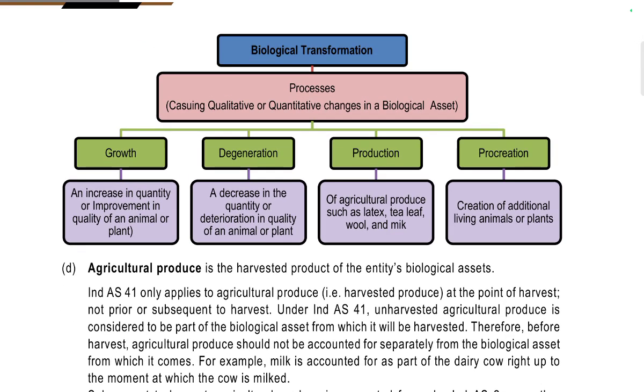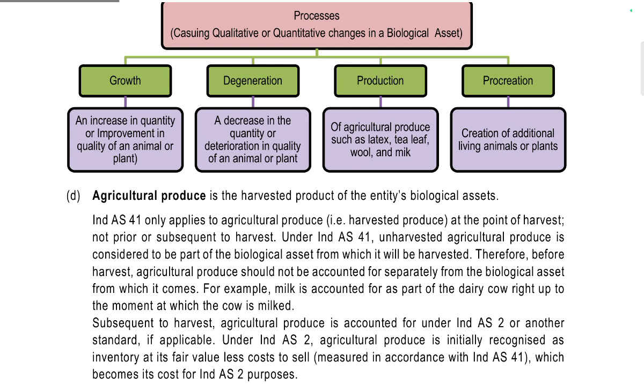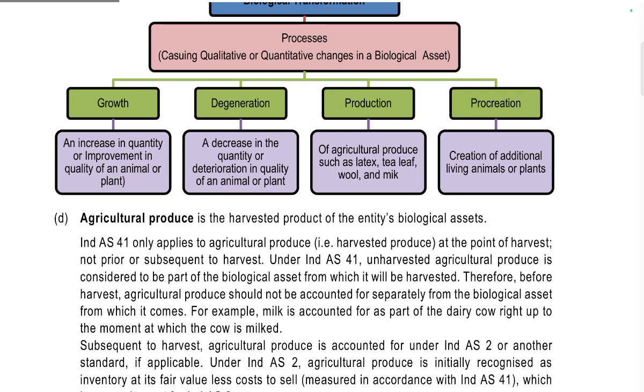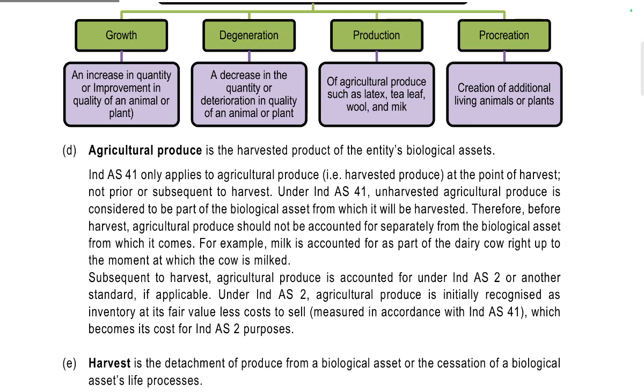Biological transformation is the process of causing quantitative changes in the biological asset. Growth, degradation, production, procreation. Growth is the increasing quantity and improving quality of animals and plants. Degradation is decreasing quantity or degradation of quality in the animal or plant. Production is the production of animal products or agricultural products such as latex, tea leaf, oils, and milk. Procreation is creating an additional living animal or plant.